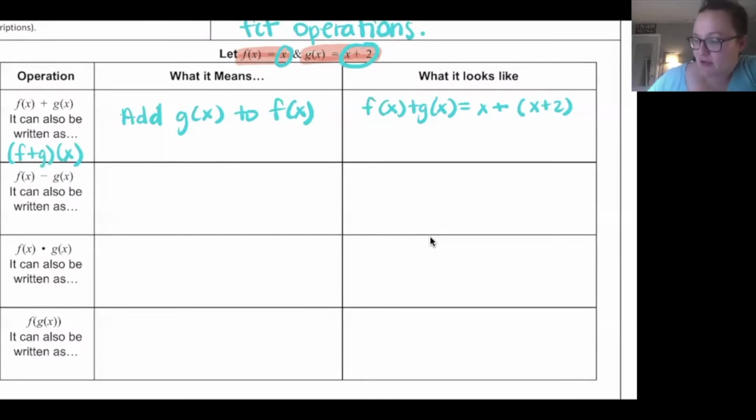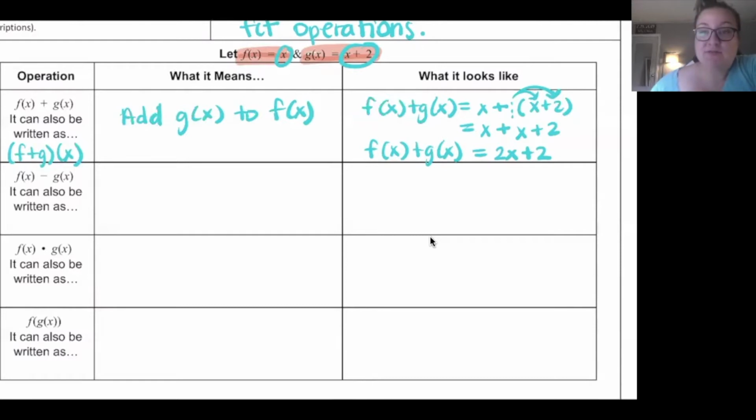Now we need to simplify. So this will become x plus, technically there's a +1 here. So we distribute that +1. 1 times x is x, 1 times 2 is 2. So f of x plus g of x is equal to x plus x is 2x, and then plus 2. And we've added two functions together.